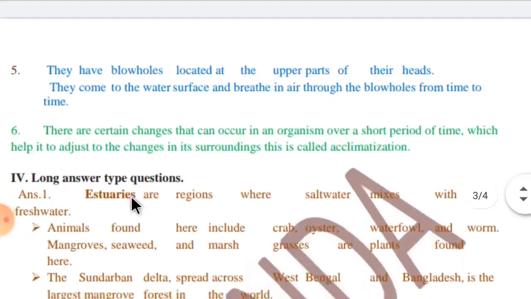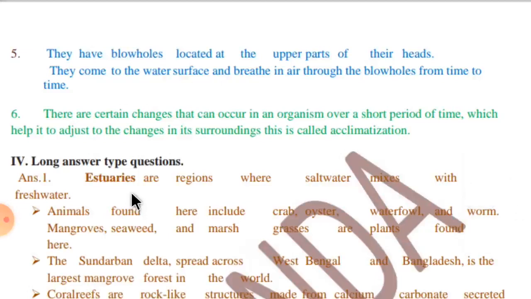Let's see the next question. Fifth one. What do dolphins and whales use to breathe in water? Dolphins and whales have blowholes located at the upper part of their heads. They come to the water surface and breathe in air through the blowholes from time to time.